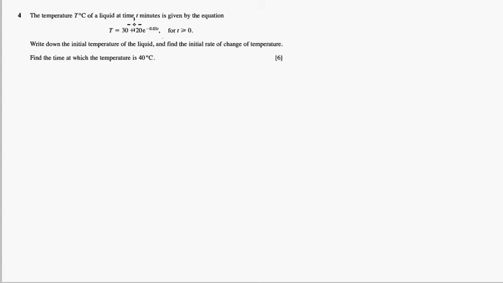Right, here's a typical question which involves exponentials. You're looking at the temperature of a liquid, and it starts off, well, I'll go into what it starts off in a second, but the expression for the temperature is 30 plus 20 e to the minus 0.05 t. So the two variables are temperature, which is big T, and time, little t.